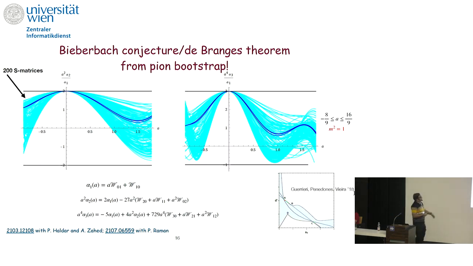So this is a numerical experimental demonstration of this Bieberbach conjecture, which is now known as the de Branges theorem, from the pion bootstrap. You make these combinations, and you can play around with whatever S matrices you can generate. I have given the plot for 200 S matrices, and everything respects this. The solid blue line here is where your chiral perturbation theory sits. You can think of this as the QCD values.